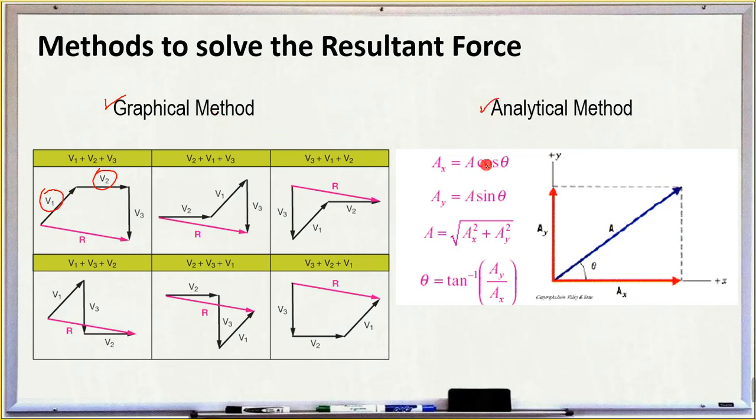Whereas for ours now, we're going to use the analytical method. Here, as you can see, we have a given vector A colored in blue. We resolve this force into its components along the x and y axes, labeled Ax and Ay. What we will do is sum up the forces along x. So Ax equals A cosine theta, and for Ay we have A sine theta. Do you still remember these formulas?